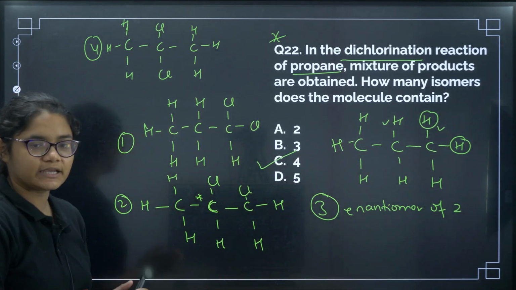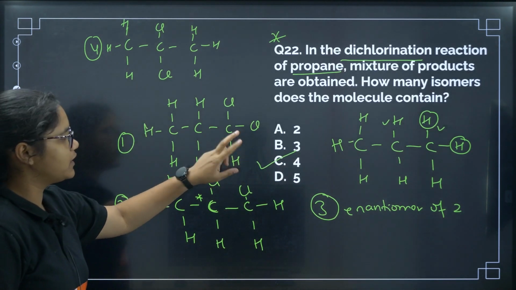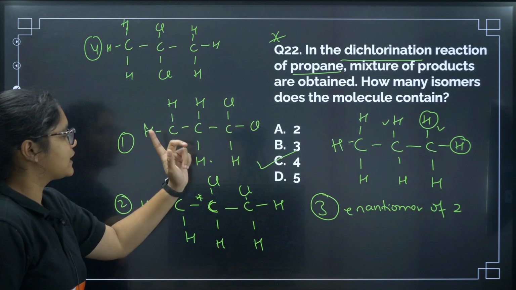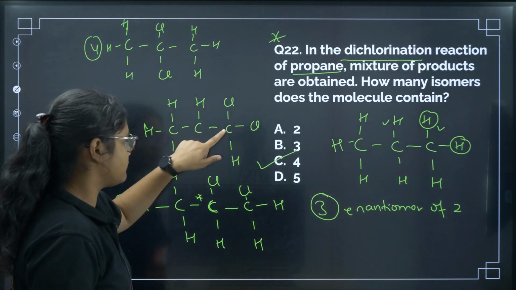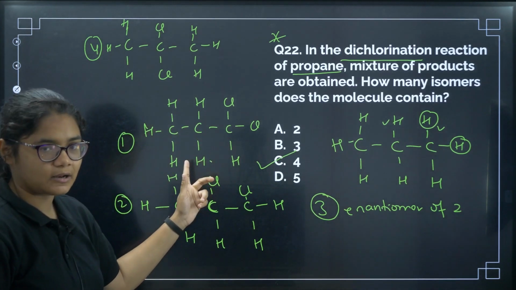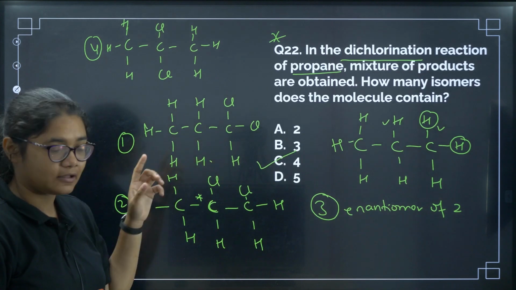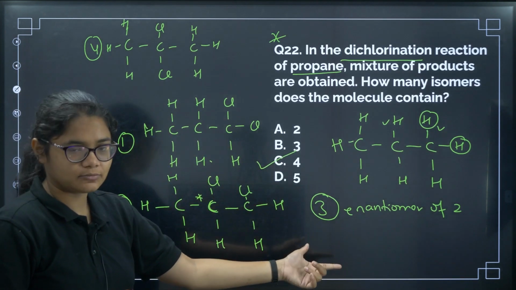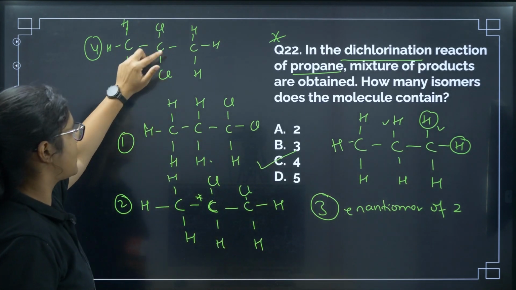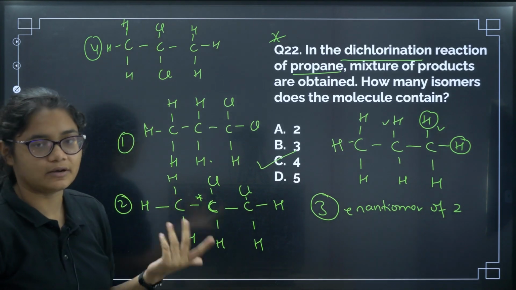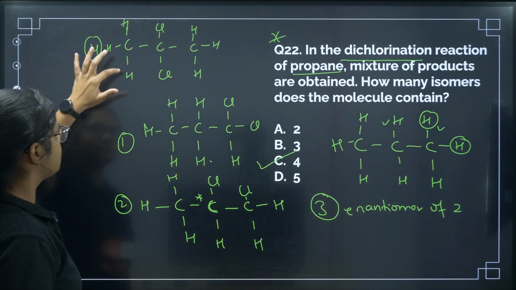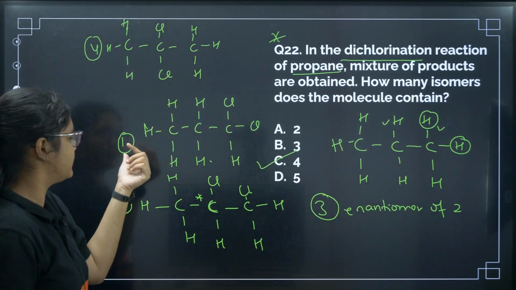Okay, so once again you can check. The first one we did, both the hydrogens are from the first carbon. The second one we did is one from the first carbon and one from the second carbon. In that we got the second carbon optically active, so its enantiomer will be there. And the fourth one is both hydrogens of the second carbon replaced. Now if you replace this one here, it is again similar to the first product.